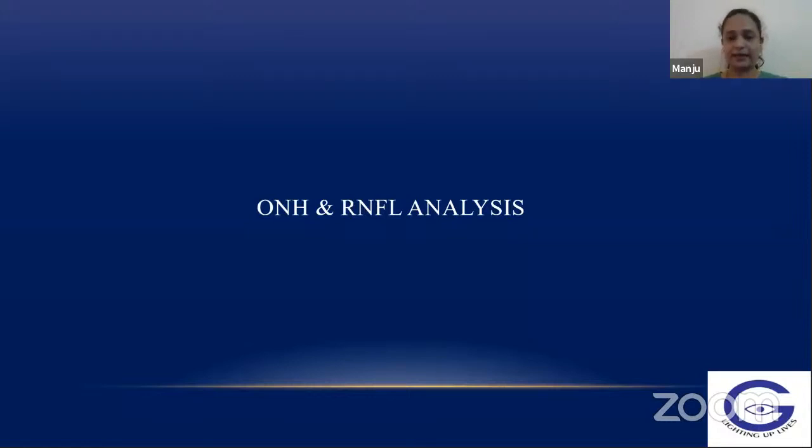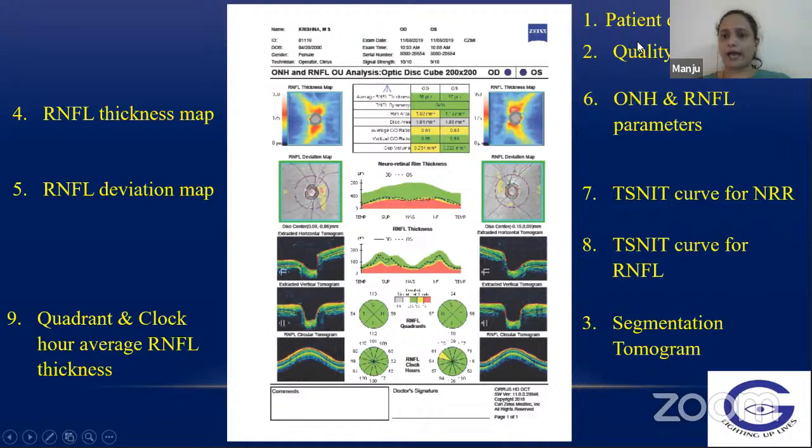Cirrus provides the optic nerve head and the RNFL analysis in the same printout. So this is the printout, and zone 1 is the patient details. Age of the patient is very important as the measurements are compared with the normative database. Any wrong entry of the patient details will make the machine take it as a new entry in the subsequent scans, and it may not be taken up for the progression analysis. Then zone 2 is the quality of the image, which is expressed as signal strength, and it should be more than 6 for the Cirrus OCT.